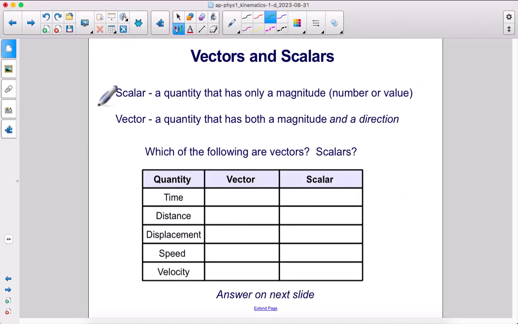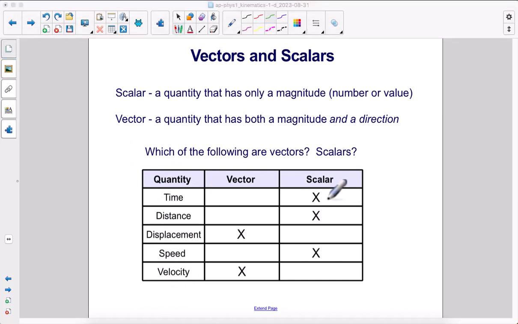A scalar is a quantity that has only a magnitude, a number, or a value. A vector is a quantity that has both a magnitude and a direction. Which of these are vectors? Which are scalars? Time, distance, and speed are all scalars. They don't have direction. They're just a number or a value. Displacement and velocity are physics terms that are vectors that we're going to use in this class a lot.